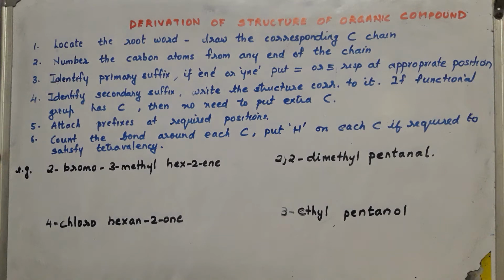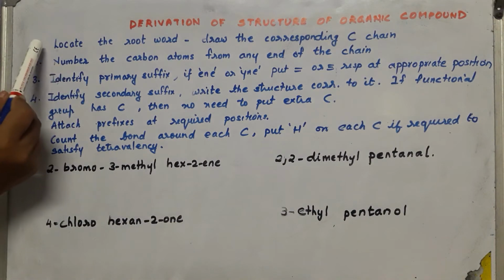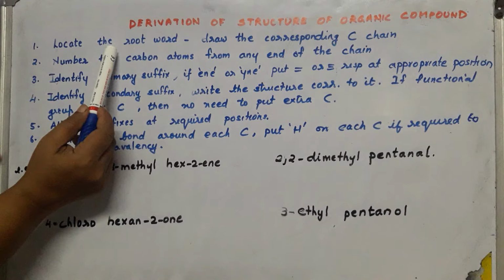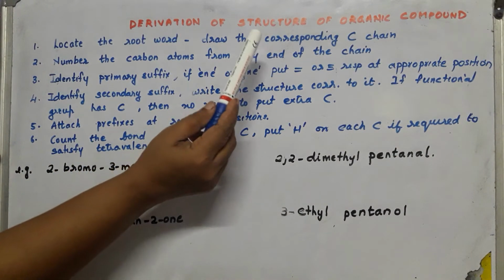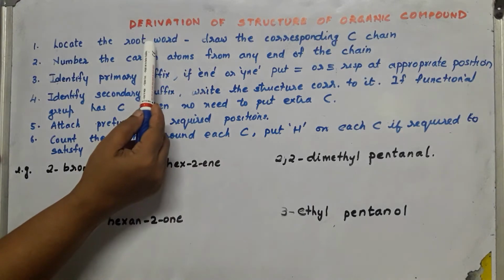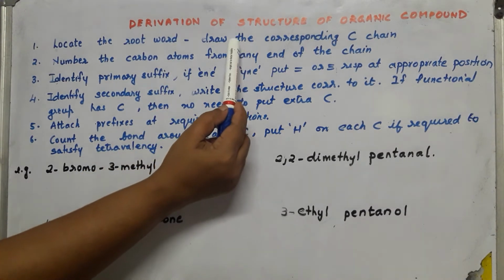Okay children, how to derive the structure of an organic compound if you get a name, IUPAC name. So let's see how to draw the structure. For that, the steps required are, the first one is locate the root word and draw the corresponding carbon chain. Root word, whatever it is, locate from the name. Suppose it is hex, then 6 is the carbon number, and you draw the carbon chain according to that.